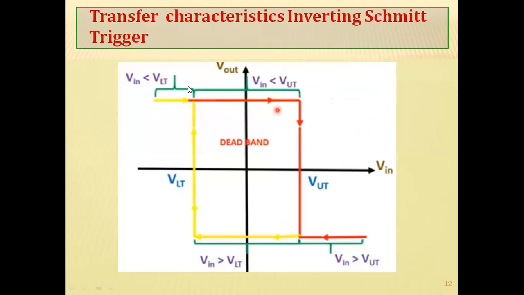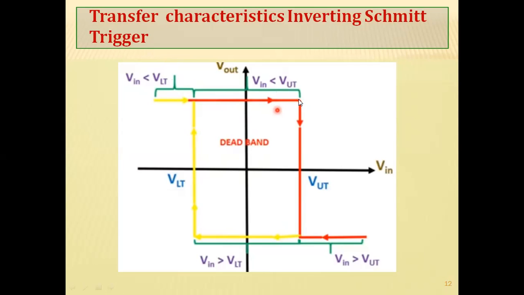The transfer characteristics are always drawn by taking V in on the x-axis and V out on the y-axis. This graph we call the hysteresis graph. You observe here, by taking the same conditions which we saw initially in the previous slide, the same conditions have been applied to draw this transfer characteristic curve. Whenever V in is less than VUT, your output is in the positive saturation region. Hence, it is indicated by this line, and the arrow mark is towards the right side.